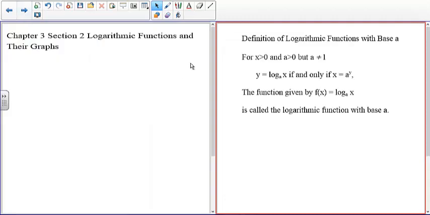So the definition of the logarithmic functions with base a is, it says, for x greater than 0 and a greater than 0 but not a equal to 1, that y equals log to the base a of x if and only if x equals a to the y. And the way we describe the function f of x equals log base a of x is that it's called a logarithmic function with base a. So that's as clear as mud, right?